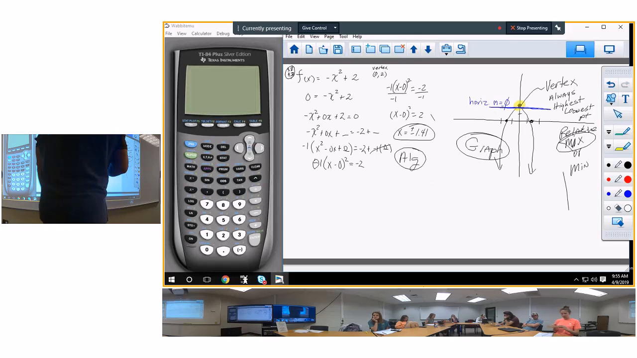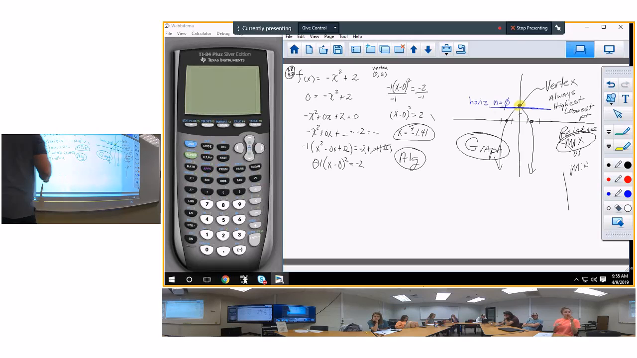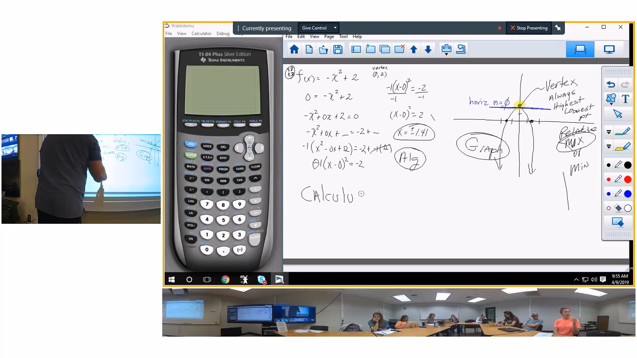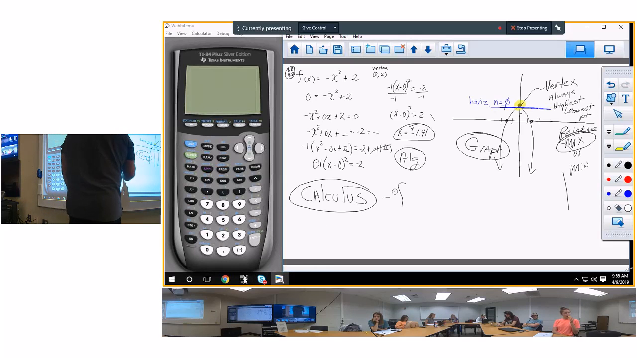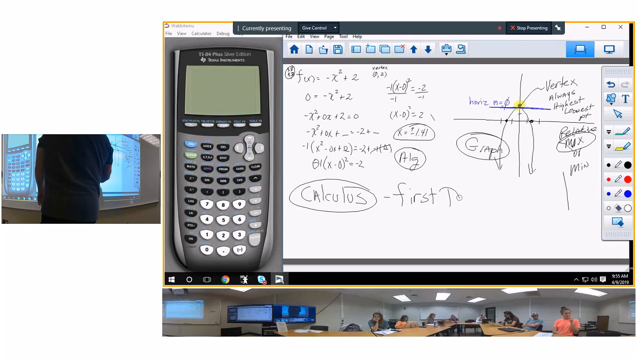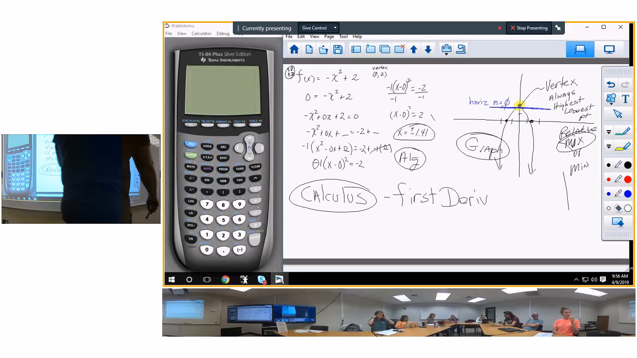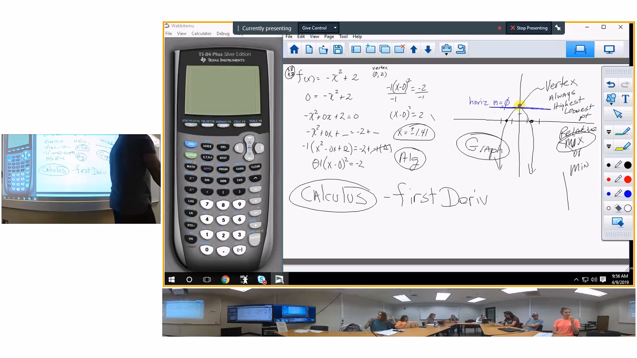So what's left? What class are we in? Calculus. So in calculus, we use the dang old what? First derivative. So take the derivative of negative x squared plus 2.